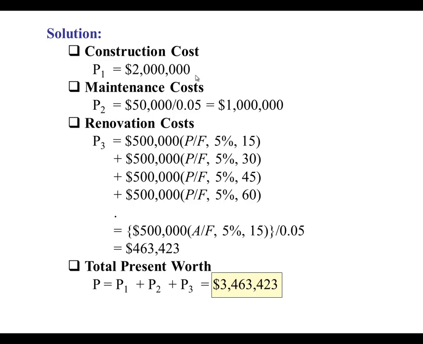Adding these, the 2 million, 1 million, and the 463,423, we get $3,463,423, and that will be the total present worth, or the capitalized equivalence, for this project.